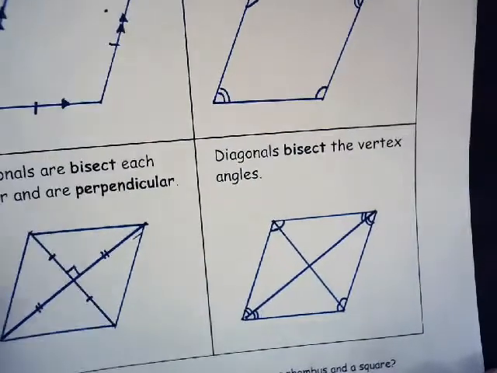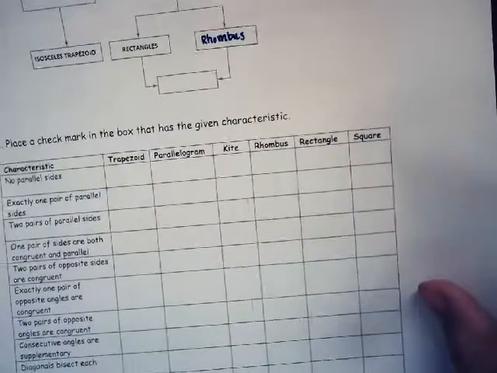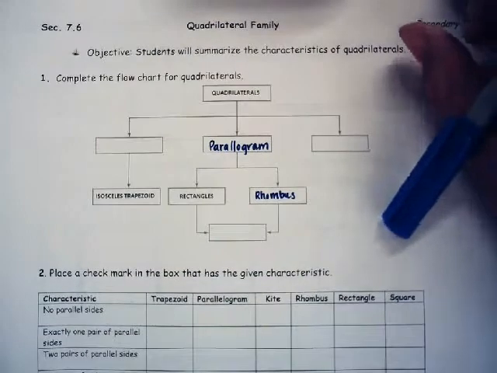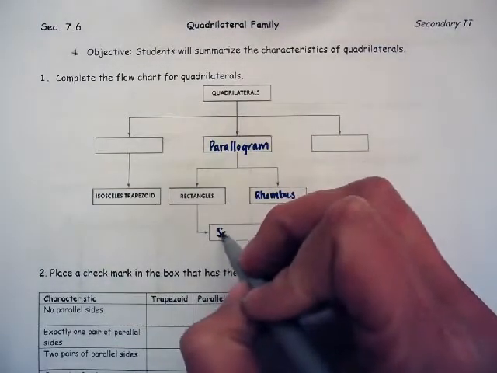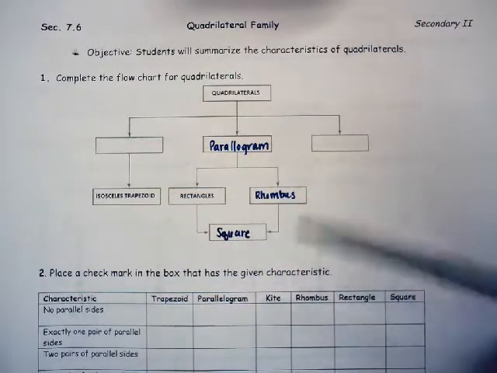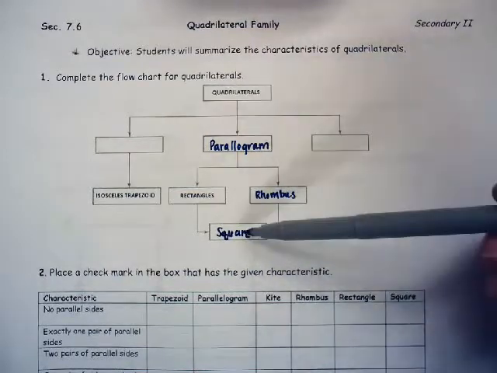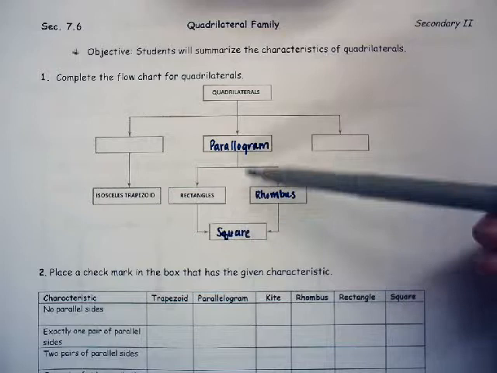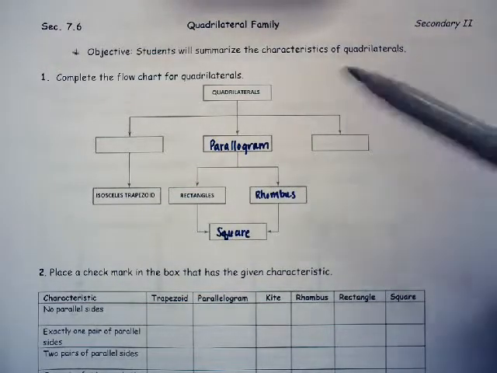Okay, let's go to the 7.6 now. Notes, last page of your notes. We're going to fill in now. The last one we're going to talk about is a square. Now I want you to notice that a square is a special rhombus. A square is also a special kind of rectangle. And a square is also a parallelogram. It fits underneath all of these.